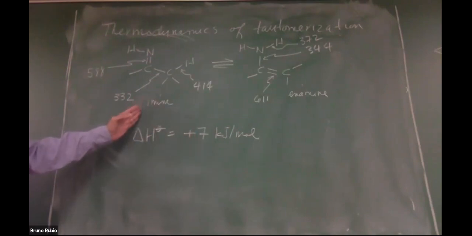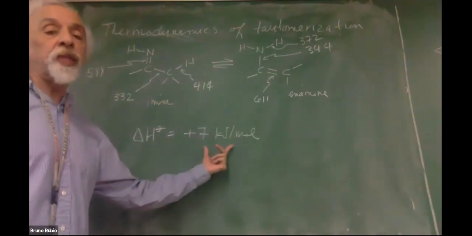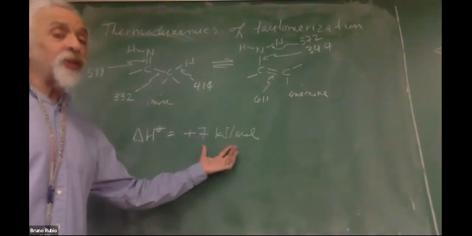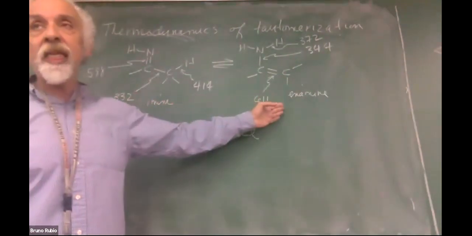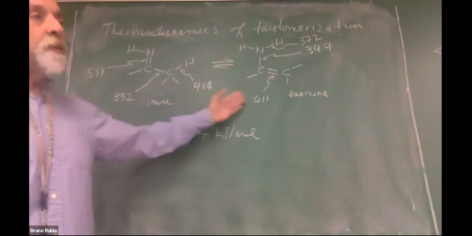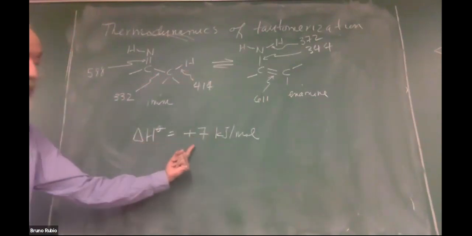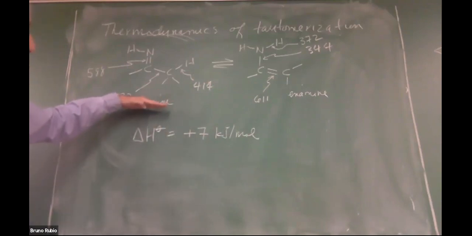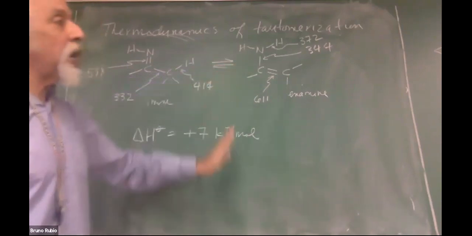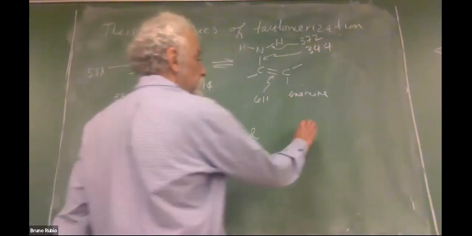So who's more stable, the imine or the enamine? We know how to calculate it, but how do we interpret it? Who's more stable, the imine or the enamine? In the equilibrium mixture, which one is going to be dominant? Well, this is a positive number. That means in going from the reactant to the product, you're going up 7 kilojoules per mole.